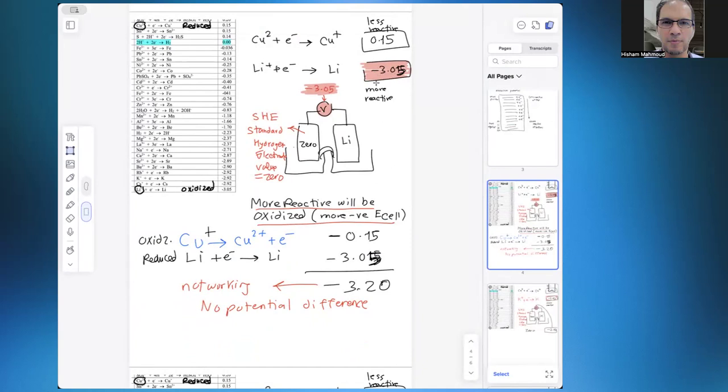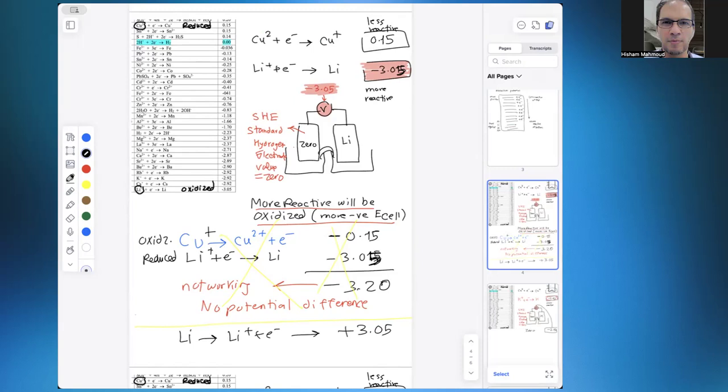This is the E cell, so I should have oxidized this one. So this one that I did was wrong. I should not do it like that. I should have made the oxidation for the lithium. So when the lithium oxidizes, it is reversed. So the lithium will give me Li plus and an electron, and it will be positive 3.05.